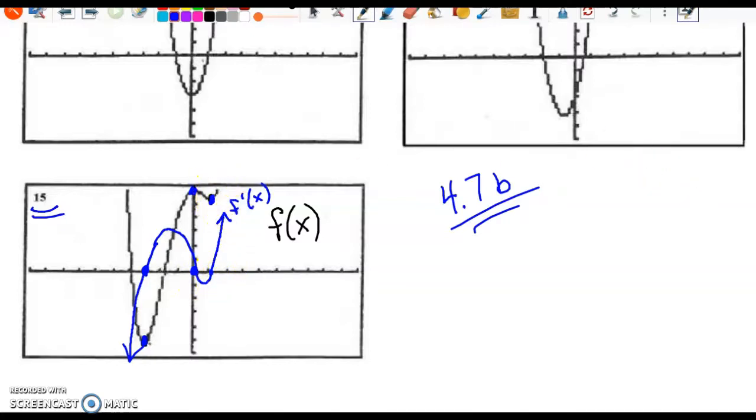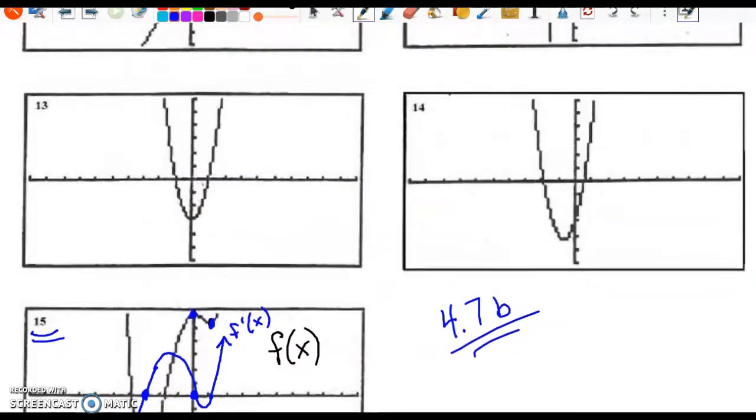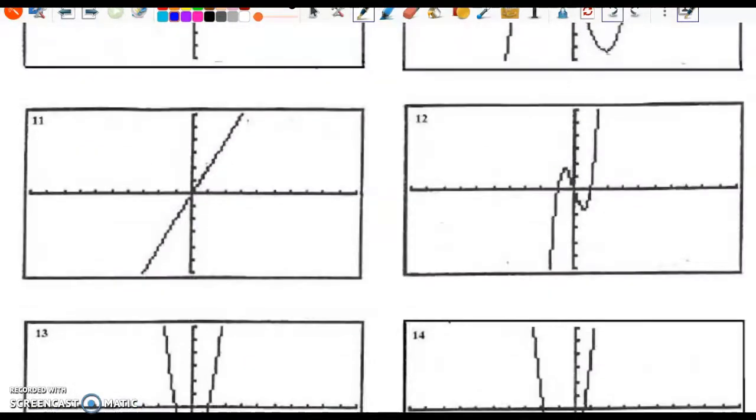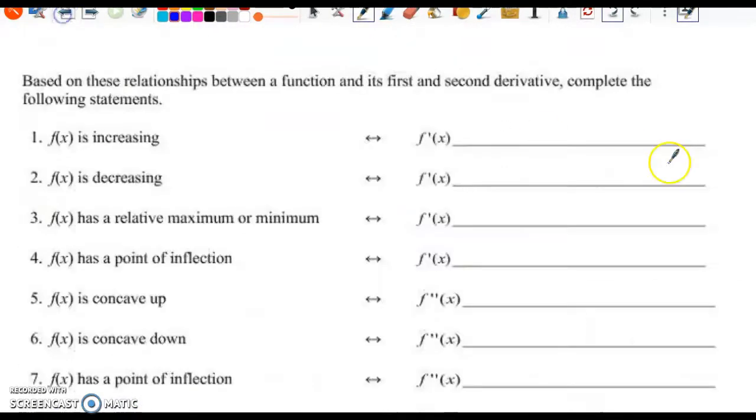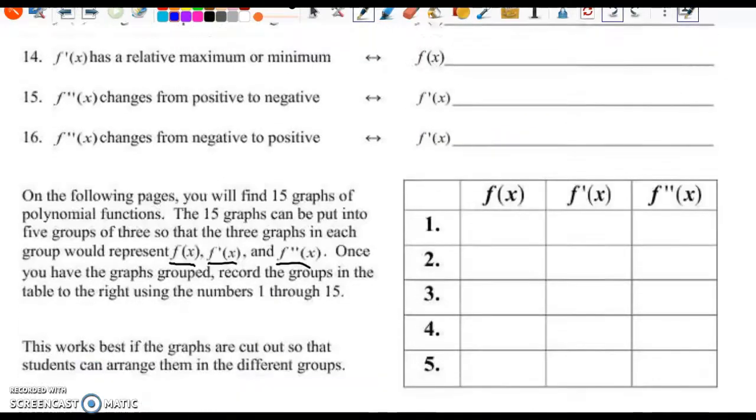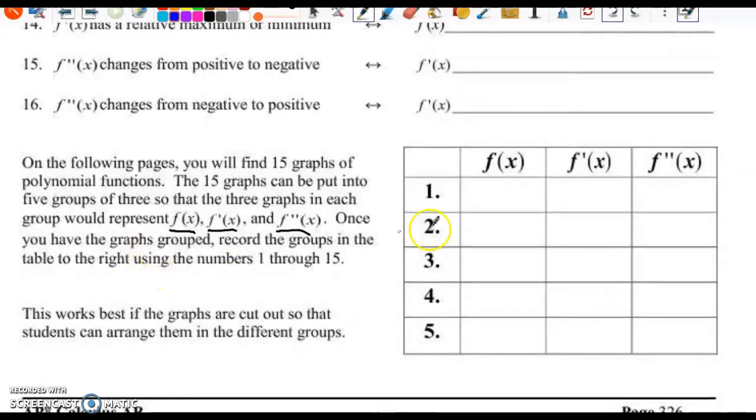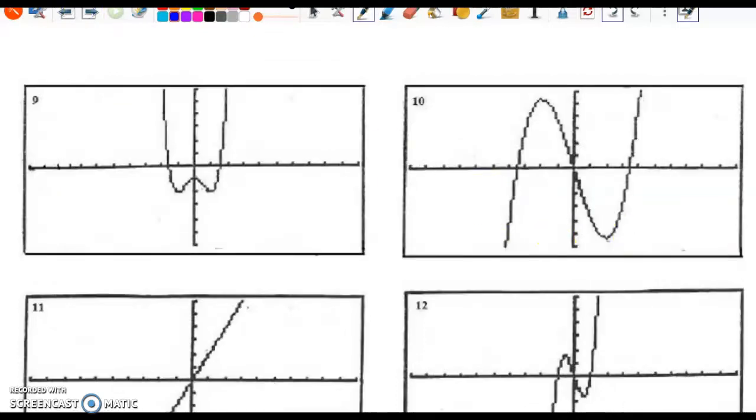So what we're doing is, first of all, I'm going to label number 15. If I go back, it's going to take me a while to figure out. So number 15 is one of the functions. Now what I needed to do is find where the derivative matches up with one of those. So what are we looking at?